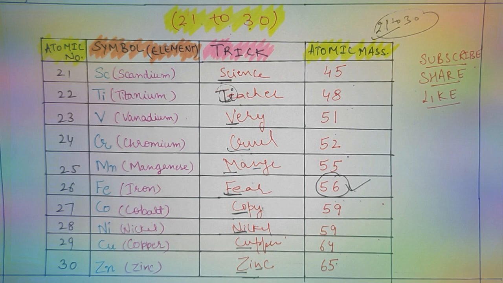By using this method you can get to know about the 1 to 30 elements, which include S block elements, P block elements, and D block first row, 21 to 30. And the rest we have done in S block and P block.